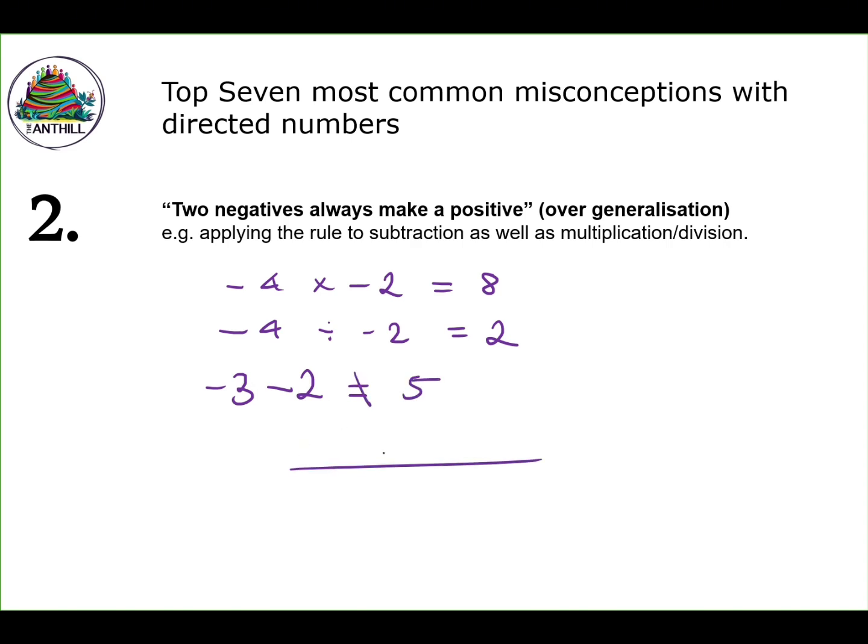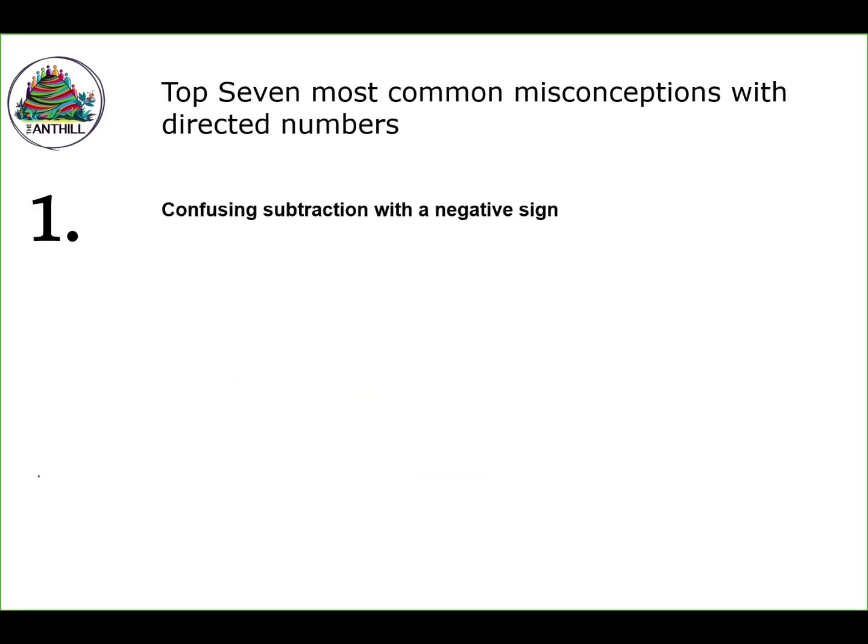Again, this comes down to really understanding that number line, but really separating and putting into those 2 different boxes. Rules for multiplying and dividing are not the same for adding and subtracting, and then again applying that number line principle too. In at number 1, the most common misconception with directed numbers is confusing subtraction with a negative sign.